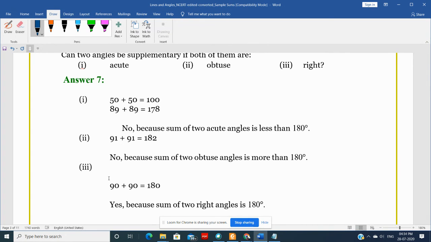So here we are done with the seventh sum explanation. In the next video, we'll see some more sums, the remaining 7 sums. All right. So till then, goodbye.